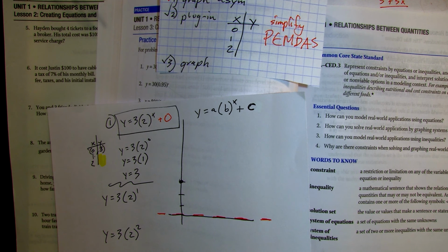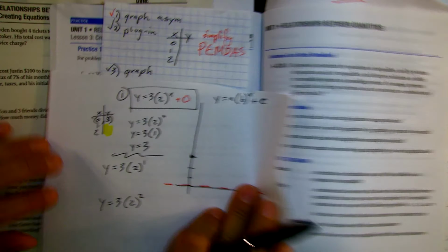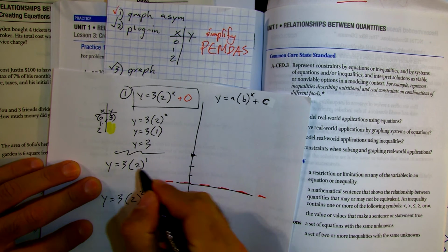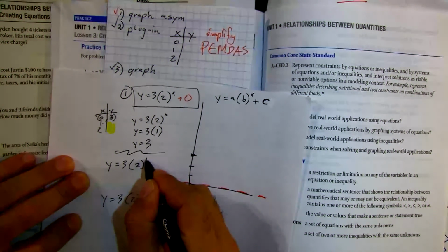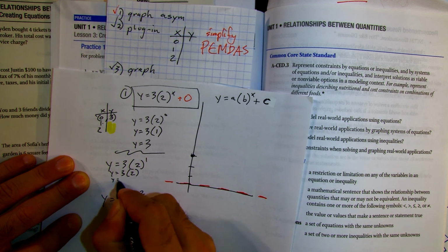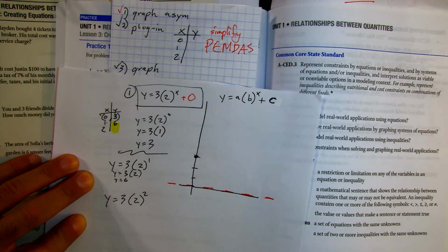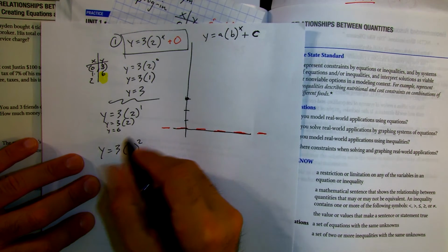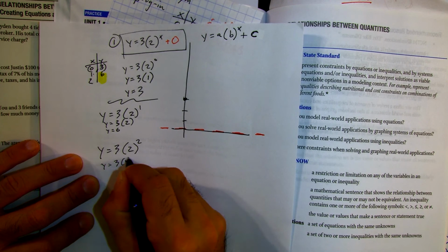All right. Let's see. Check this out. 2 to the first power is 2. 3 times 2 is 6. Boom. All right. 2 squared is 4. Y is equal to 3 times 4 is 12.